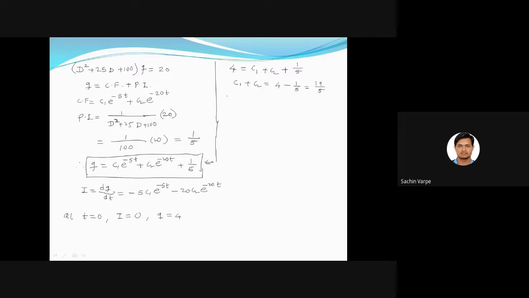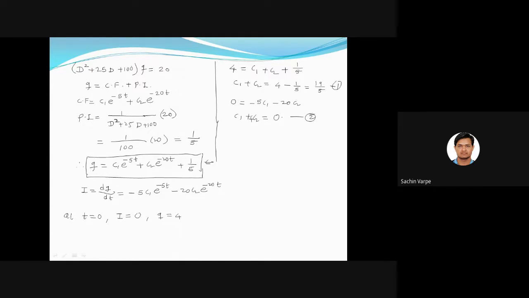And then from the current equation at t equal to 0, the current is 0. So 0 equals minus 5C1 minus 20C2. If I take minus 5 common, that will be C1 plus 4C2 equal to 0, no? Am I right? So this is equation 1 and this is equation 2.